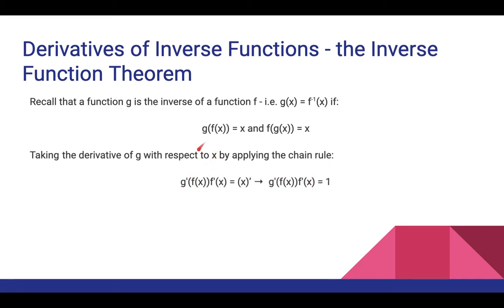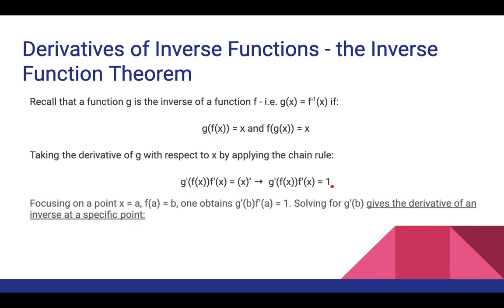So the derivative of g with respect to x, again recalling the Lagrange notation for the chain rule, is going to be g prime of f times f prime of x. The derivative of g with respect to our inner function f times the derivative of f with respect to x. And then on the right-hand side, we're going to have the derivative of x, which is just equal to 1.